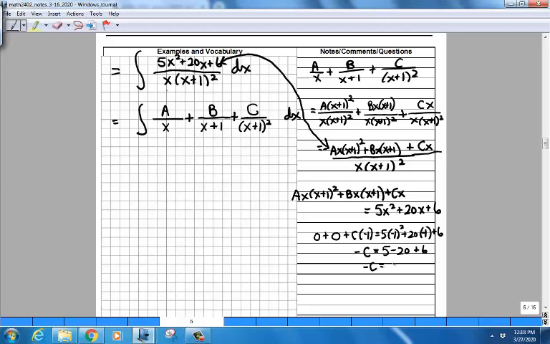Minus c is equal to, is it minus 9? Am I doing that right? 5 plus 6 is 11, minus 20 is minus 9. So minus c is equal to minus 9, which I think means positive c is equal to positive 9. Yay! There we figured out what c is, right?